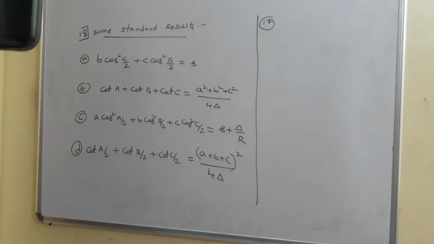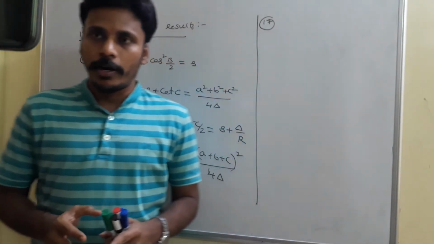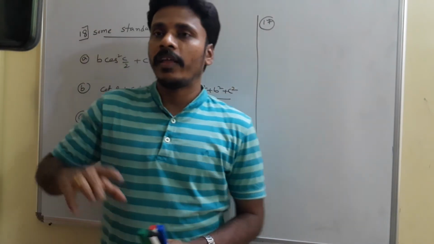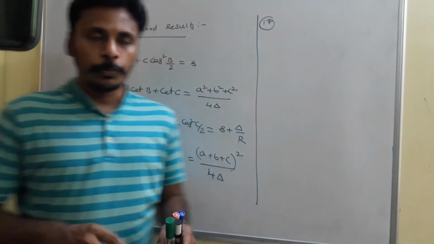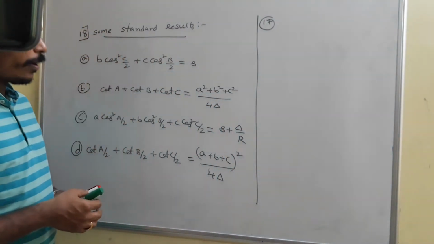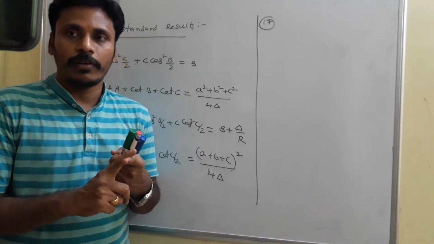In the last class we concluded the half angle formulas and area of the triangle up to the 16th point, and now 17, and then in 18 I mentioned some standard results. That's what we need to prove. So in the 17th one, you just link the half angle formulas with the area of the triangle.